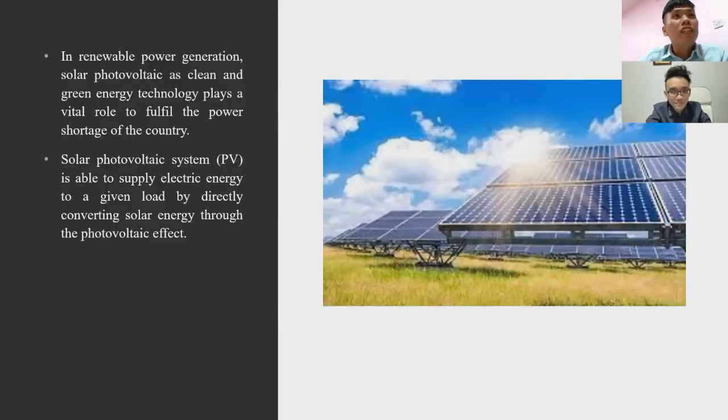In the introduction, in renewable power generation, solar photovoltaic, as a clean and green energy technology, plays a vital role to fulfill the power shortage of the country. A solar photovoltaic system is able to supply electric energy to a given load by directly converting solar energy through the photovoltaic effect.